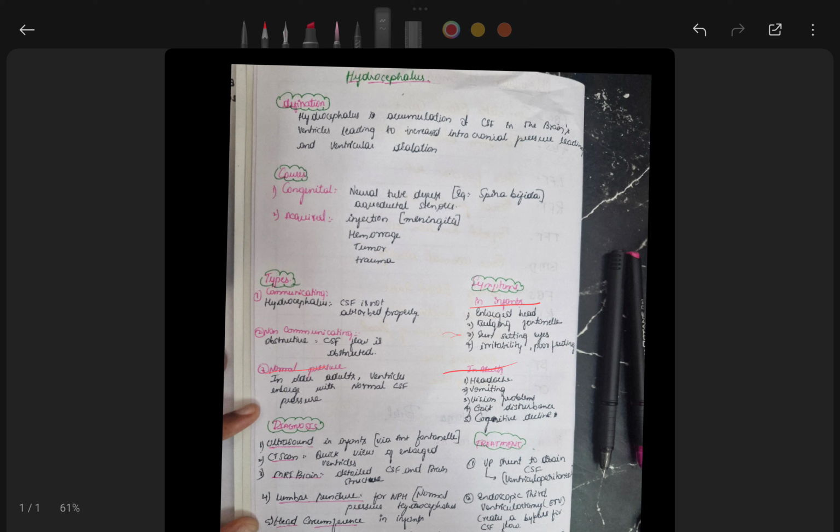In infants there will be an increased size of the head, an enlarged head, bulging fontanelle. The fontanelle is not fused. When there is increased pressure inside, it bulges out. And then sunsetting eyes.